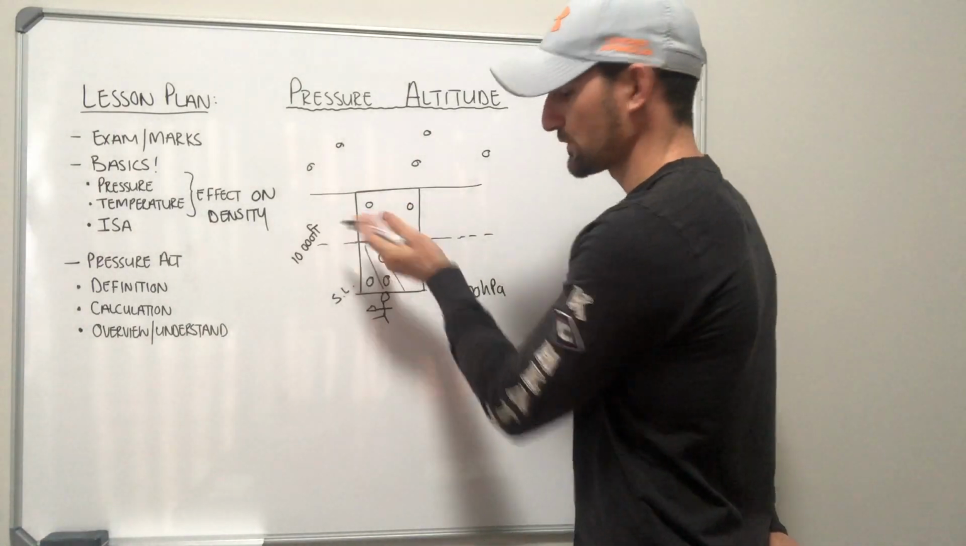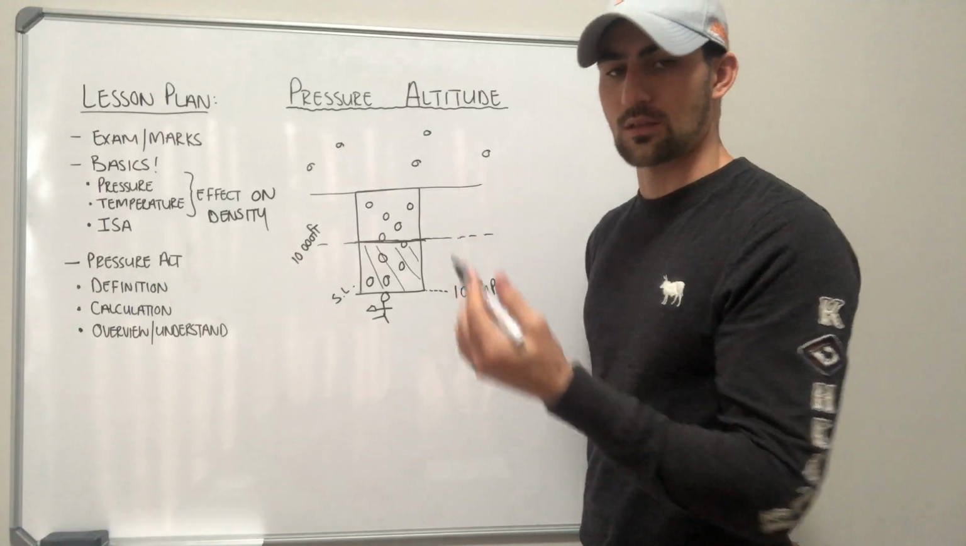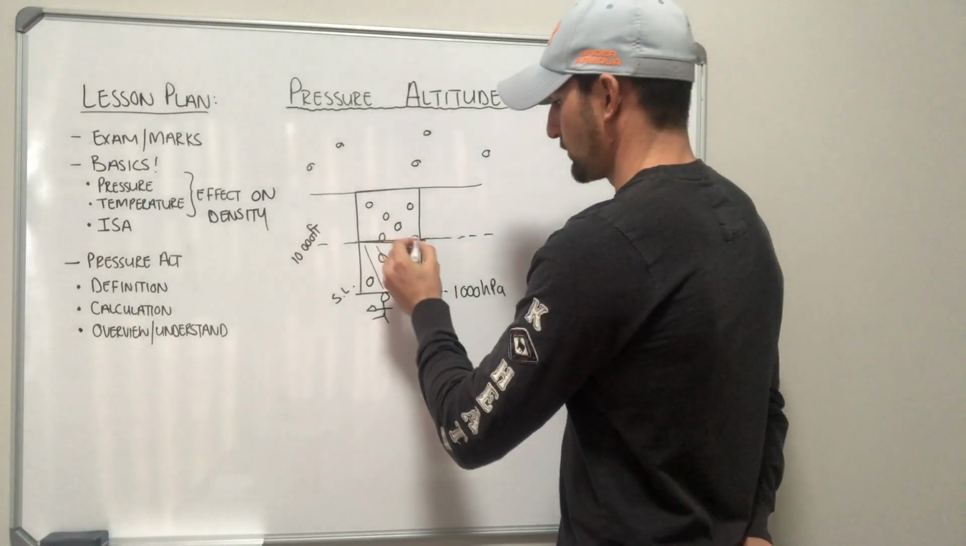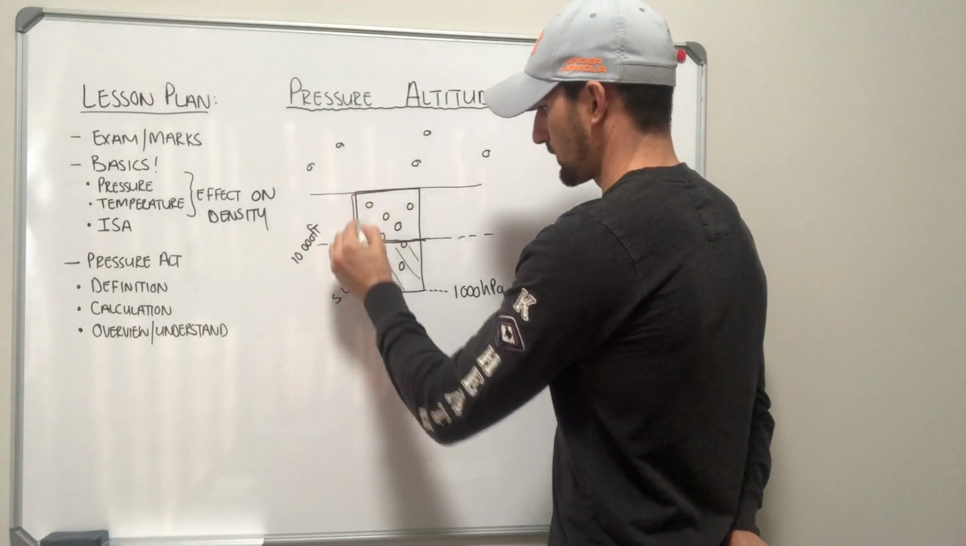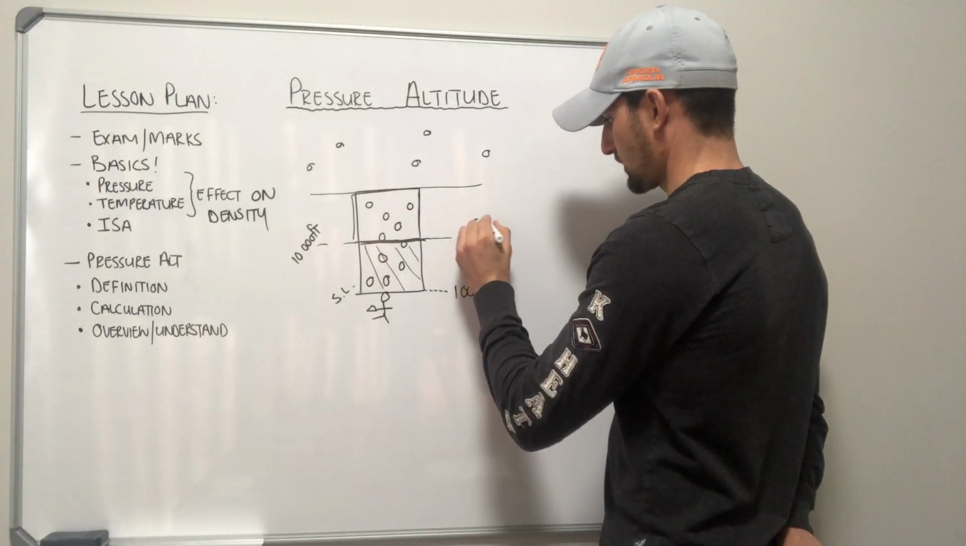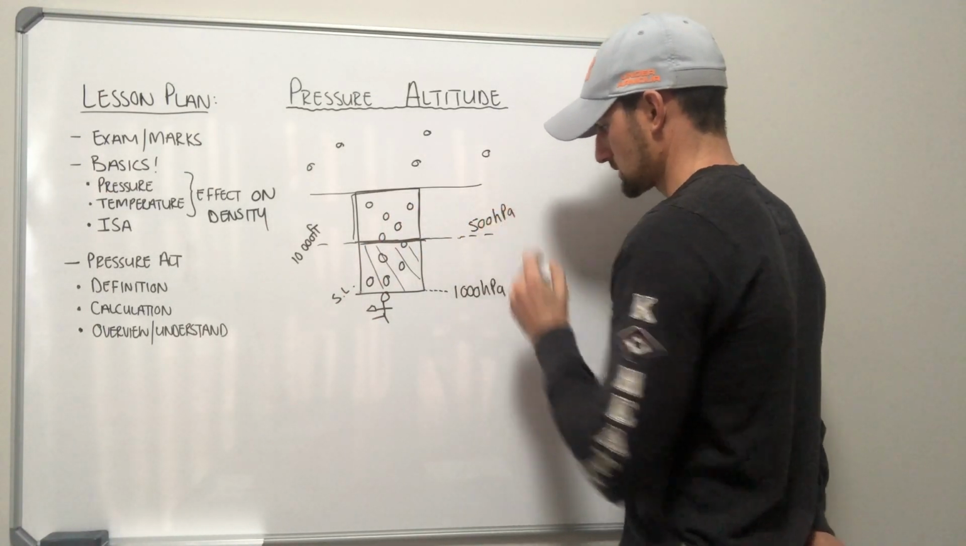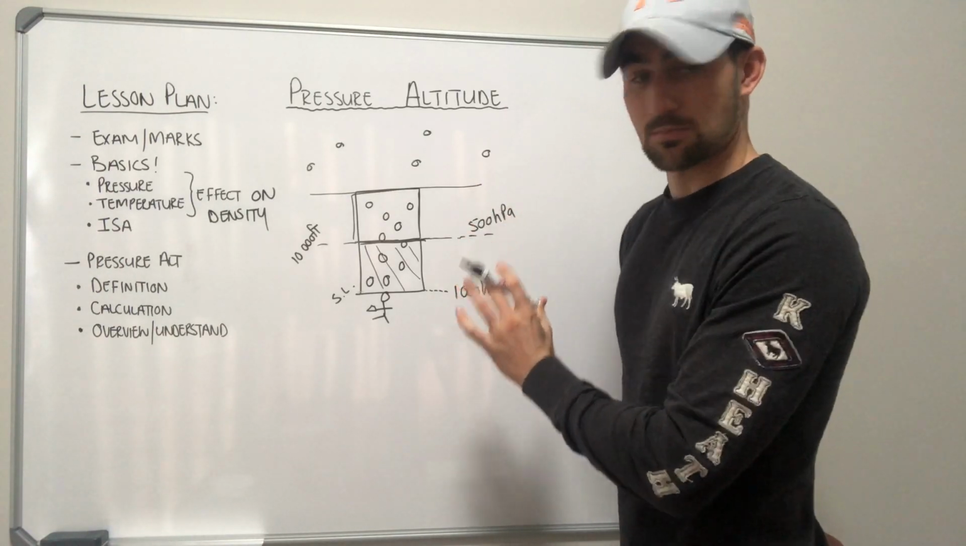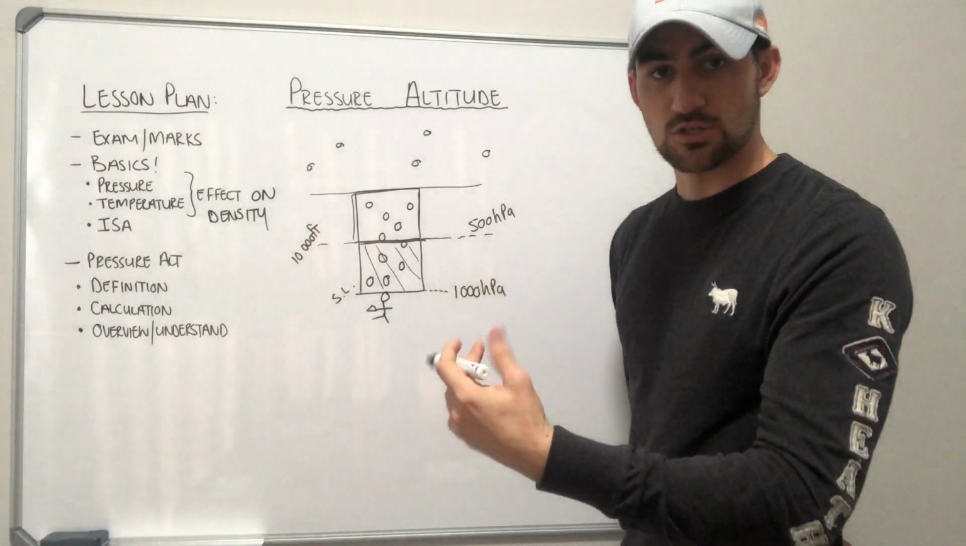So we've basically halved the amount of air molecules by going up 10,000 foot. Okay, so if we take a barometer and we measure what this block of air is weighing, we most probably are going to see something like 500 hectopascals. Now, these are just theoretical numbers. Please don't quote me on this. It's just for explanation purposes.